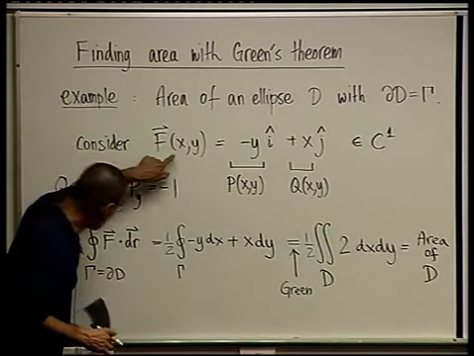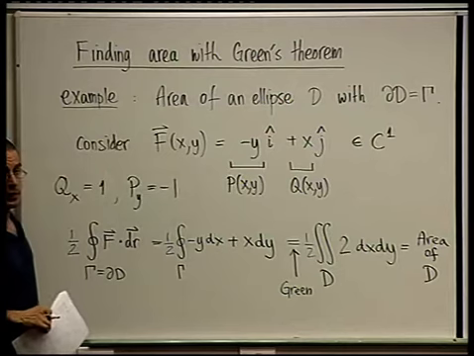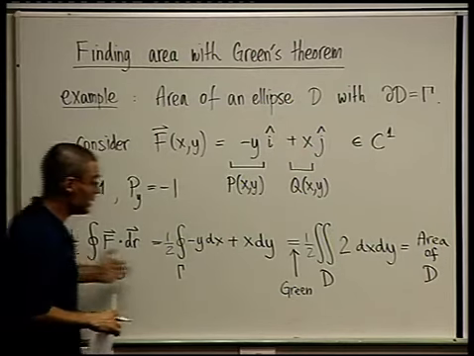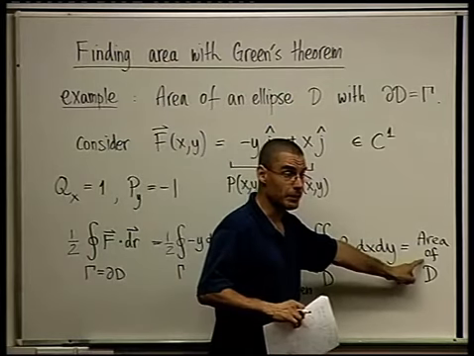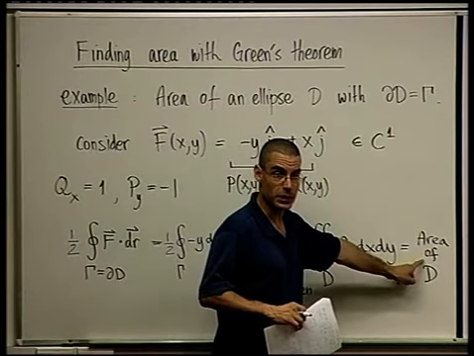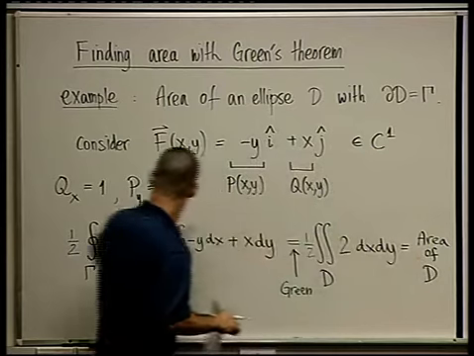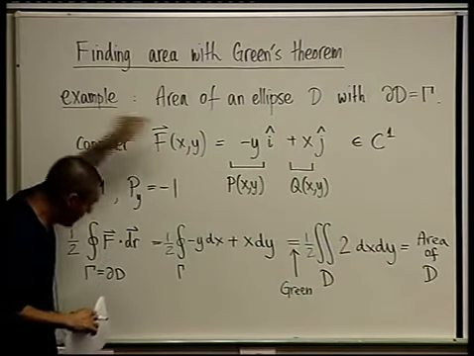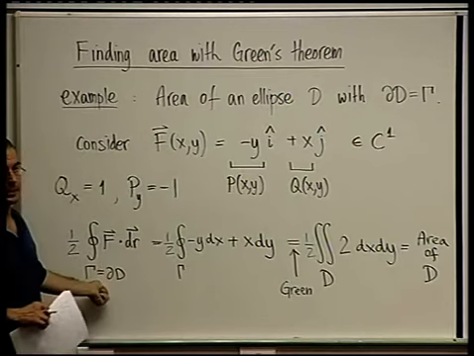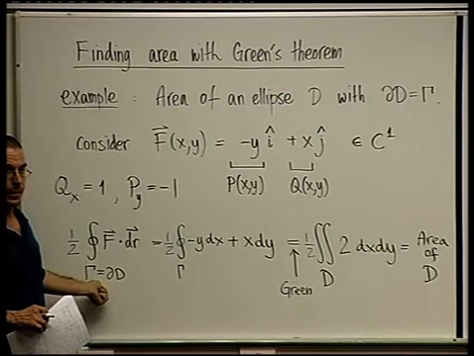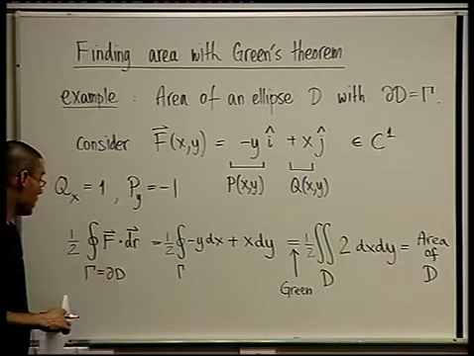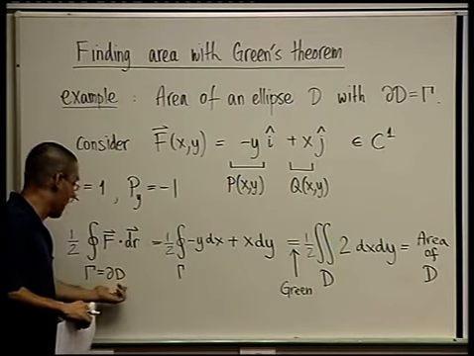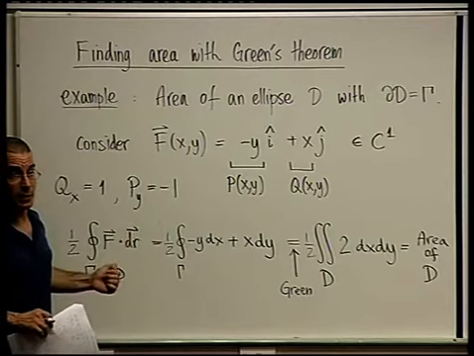And that's the reason for choosing this specific field F. So at the end of the day, the area of the domain D, for which gamma is the boundary, equals 1/2 the integral of this specific field over gamma. Okay? And note that this is true for any D with boundary gamma, providing they satisfy Green's theorem.